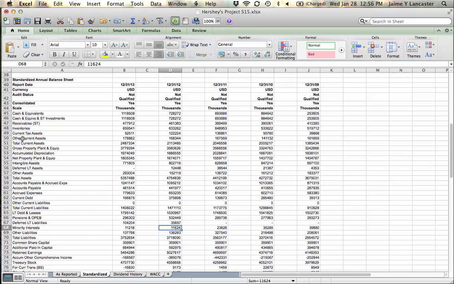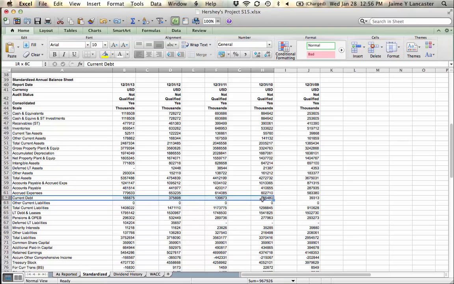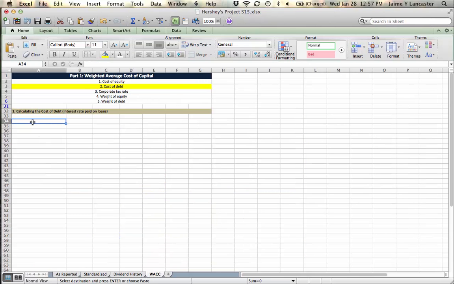So Hershey's has current debt. There it is, just underneath accounts payable and accrued expenses. Current debt is either the part of our long-term debt we've got to pay this year, or it might be a line of credit, something like that. Copy it and bring it over here to your weighted average cost of capital and put it at the top.